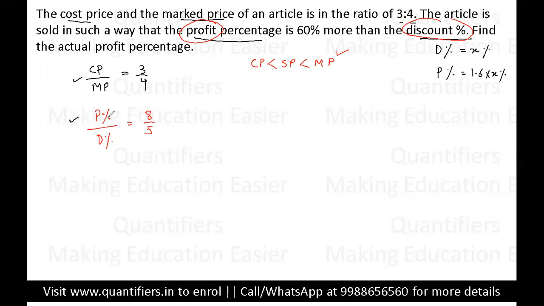Now students, let us try to use these two informations. You can see we know the ratio of profit percentage and discount percentage. And I hope all of you know what is profit percentage. Profit percentage is basically profit divided by cost price into 100. And if I talk about discount percentage, तो discount percentage का मतलब होता है discount divided by mark price into 100. Right? So I can write it in this way. Now this is equal to 8/5.